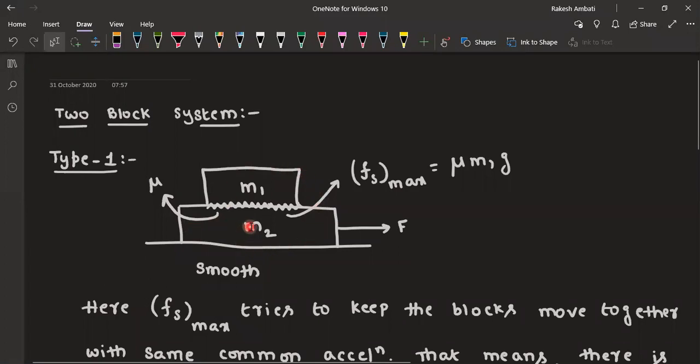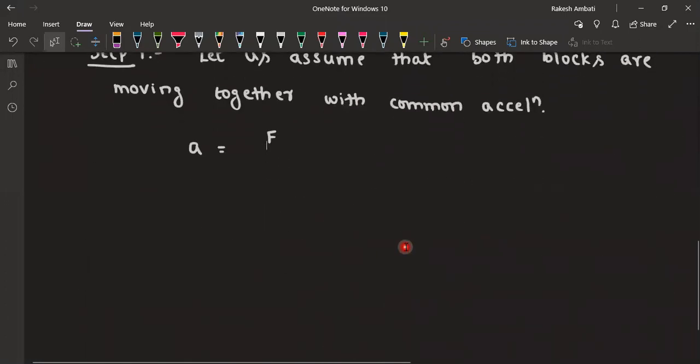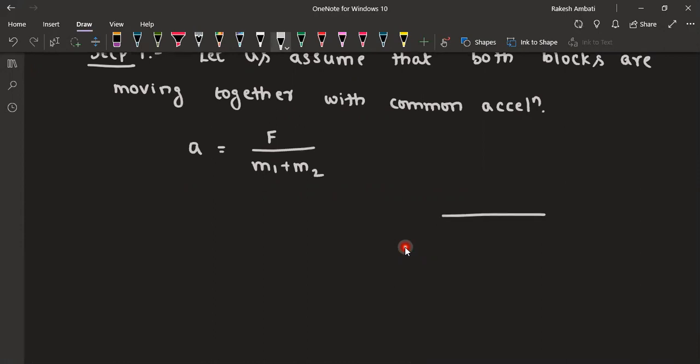Why? Because both are moving together. On the single system, the only force acting is the applied force F. So acceleration equals F applied upon the sum of the masses, M1 plus M2. So it is a common acceleration. Then after, let us draw the FBD, free body diagram.